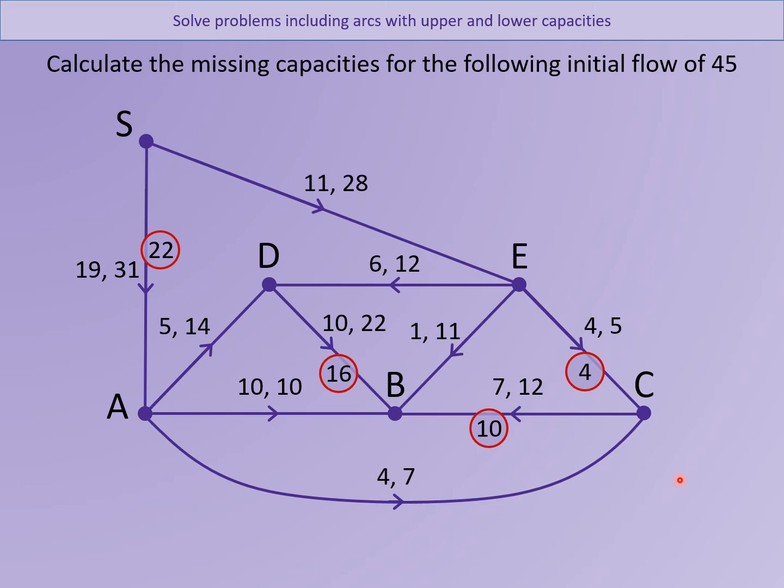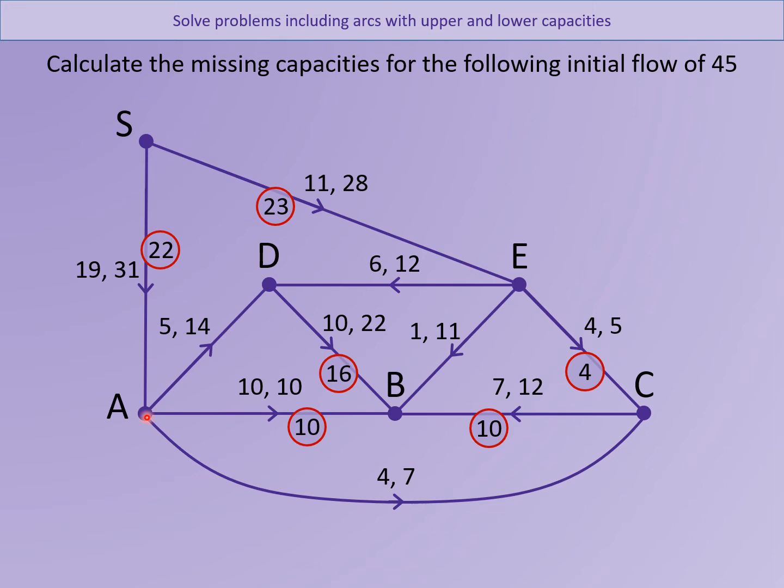Okay, so we know it's 45. If 22 is flowing down there, this one's going to have to add up to 23 because it has to add up to 45 just there. If that's 23 flowing into this one just here, we've got 4 as the minimum there, so I know what these two add up to be. This one's going to be 10 because it has to be 10. It's an important one as well. Look, minimum is 10, maximum is 10. It's going to be 10.